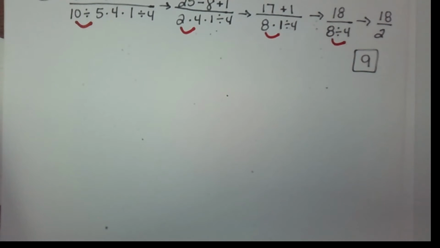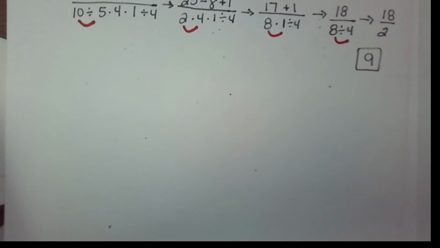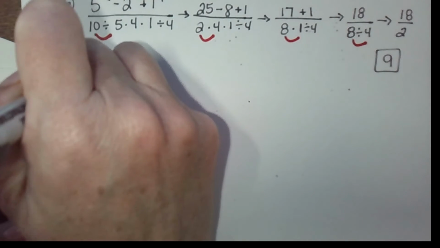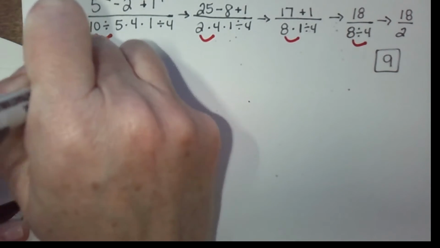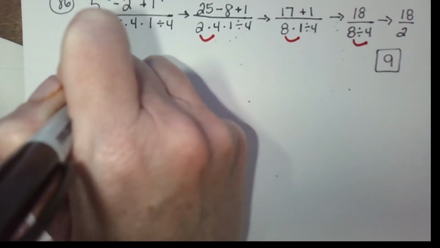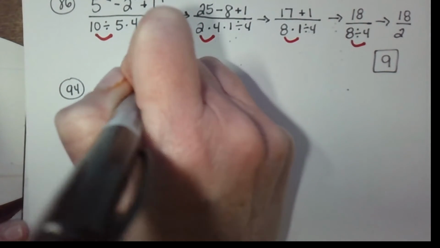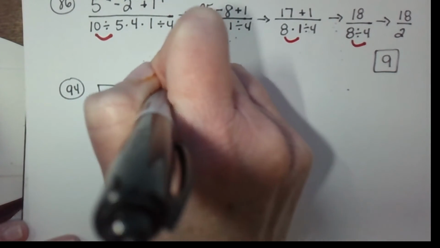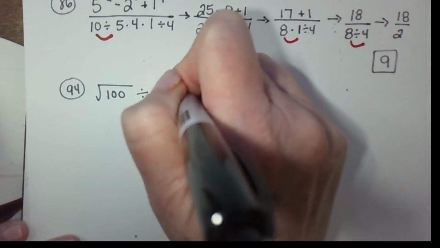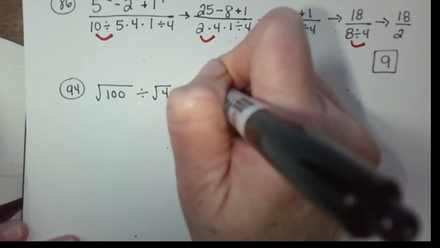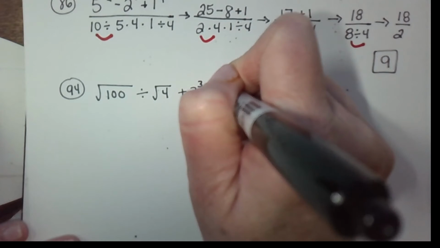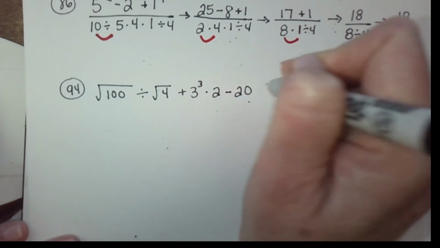Moving from that, let's look down at one of these with square roots in it. So let's jump down to number 94, because we haven't done one that has square roots in it. So 94 has square root of 100 divided by square root 4 plus 3 to the 3rd times 2 minus 20.